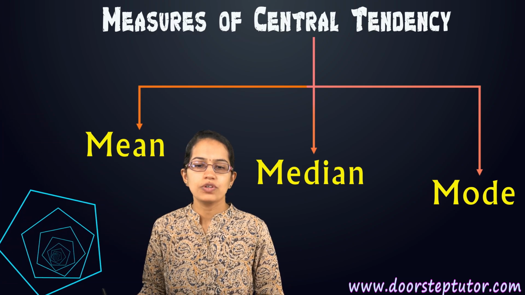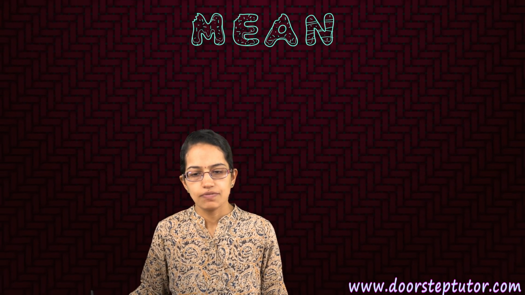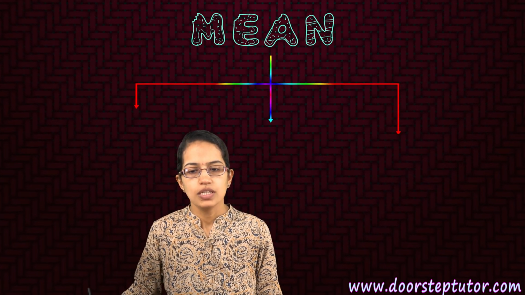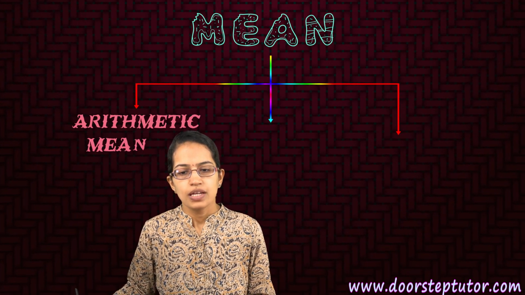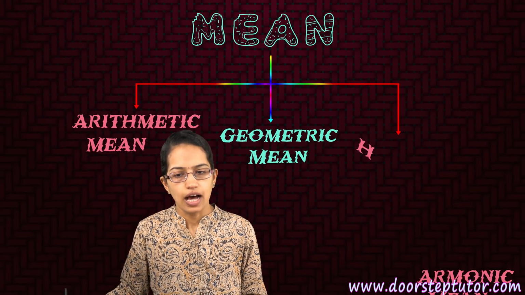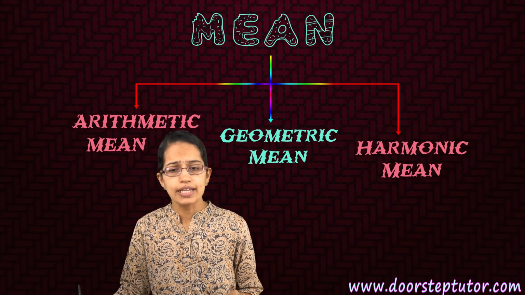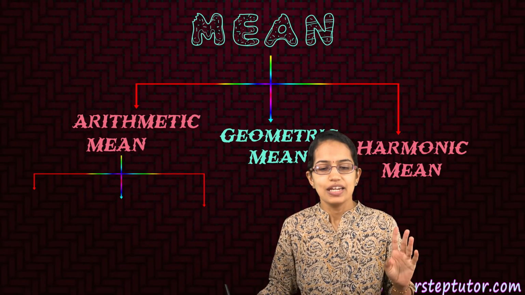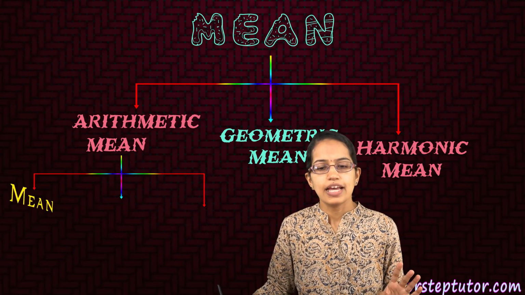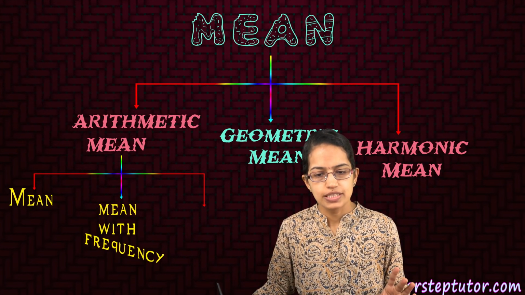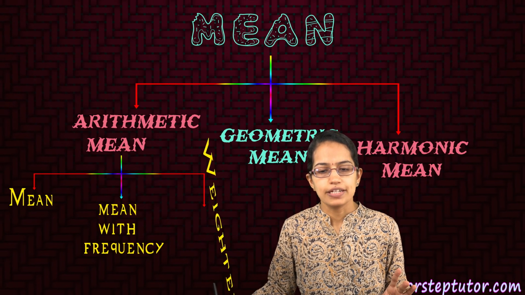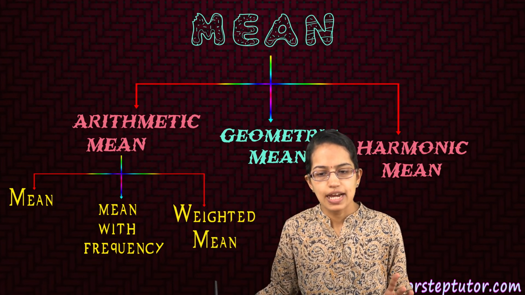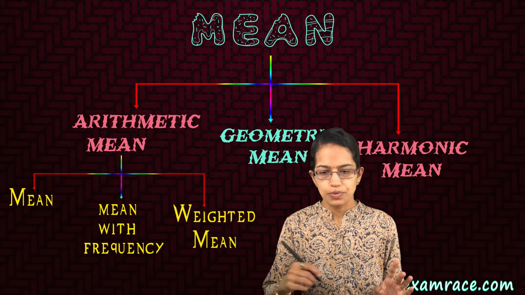For now, we would focus only on mean. So let's begin with mean. This mean can further be classified into three types. You have arithmetic mean, geometric mean and harmonic mean. Again, this arithmetic mean could be classified under three groups. It can be a simple mean, it can be a mean with frequency and a weighted mean. Now we will understand this one by one as we proceed.